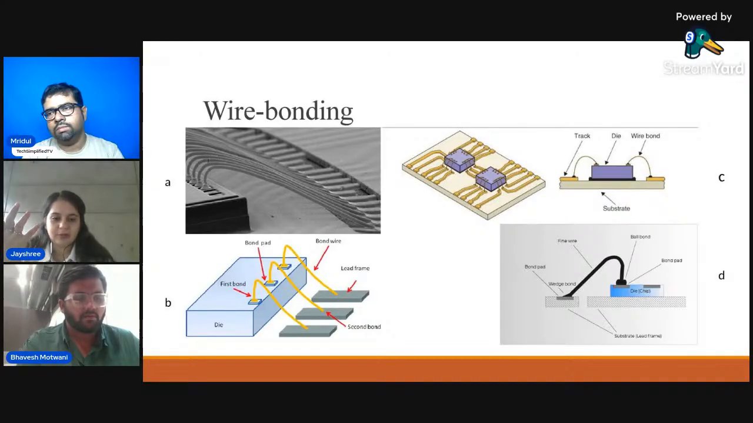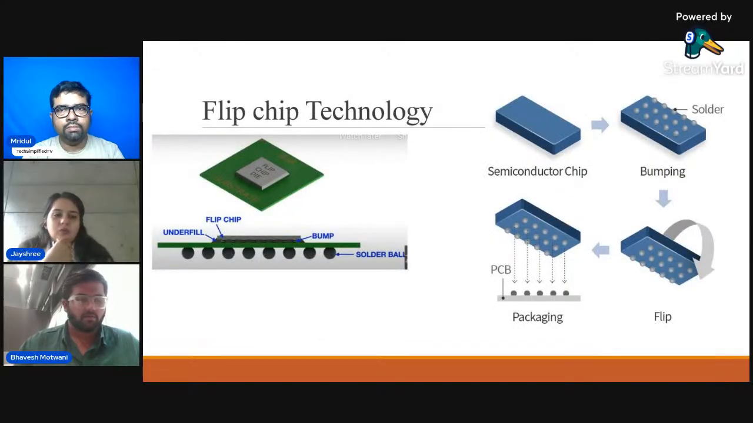Let's learn about what flip chip technology is. Moving to the next slide. So, what is flip chip technology? In this image also, you can just imagine the image and think on a way, and you will be getting it.